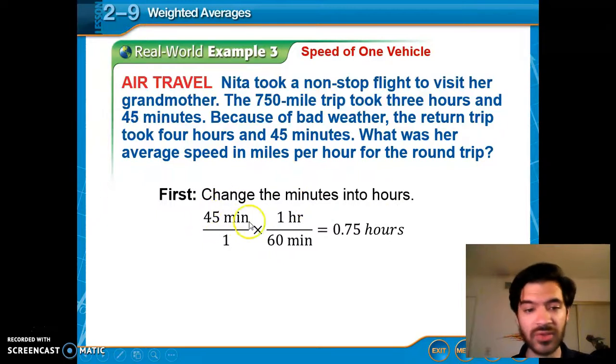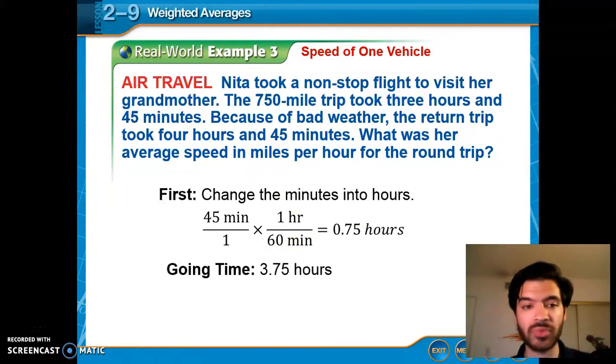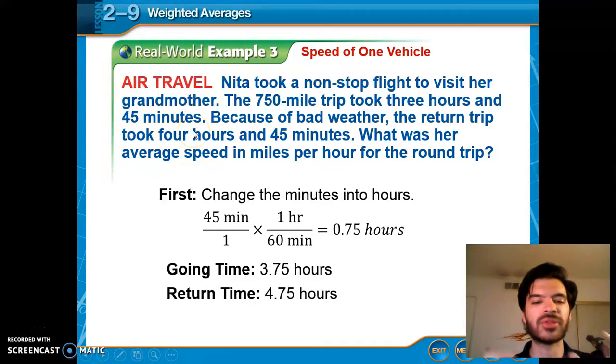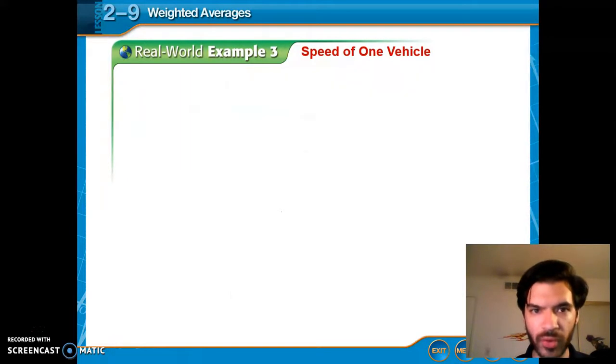So, we've already done conversions. You're used to this. 45 minutes times 1 hour over 60 minutes. That's our conversion factor for minutes to hours. It will give us 0.75 hours. That means our going time is 3.75 hours, because 3 hours and 0.75 hours. And return time is 4.75 hours. Got it? Cool. Moving forward.